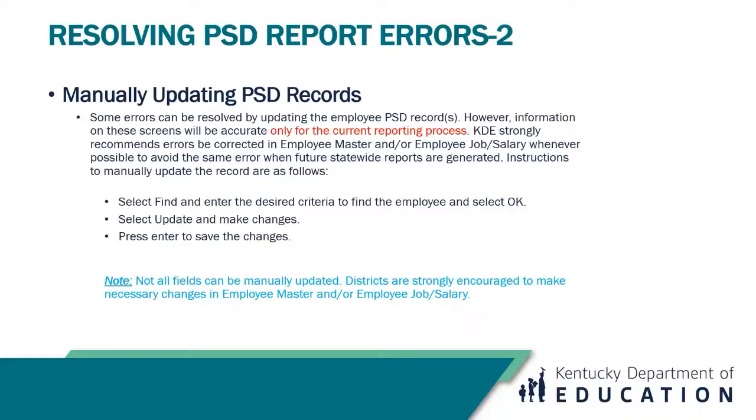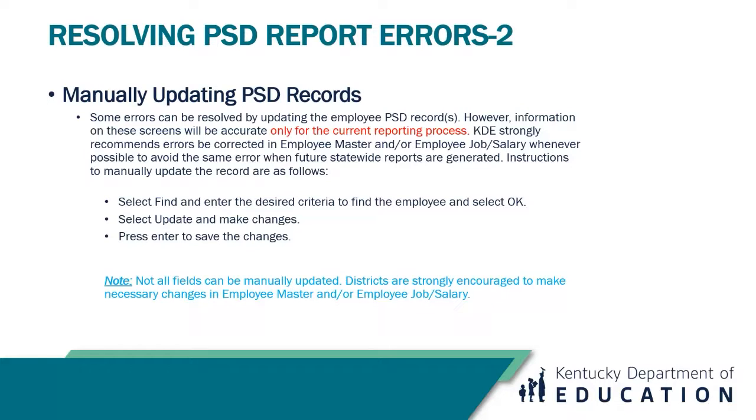So manually updating PSD records, this is kind of the same process that we talked about with CSD. You're simply going to select Find and enter the desired criteria to find the employee and select OK. You select Update and make your changes and press Enter to save those changes. And the note here is that not all fields can be manually updated. Districts are strongly encouraged to make necessary changes in Employee Master and Employee Job Salary. So again, if you make those changes in Employee Master and Employee Job Salary and have to regenerate, you're going to be able to keep those corrections that you have made.